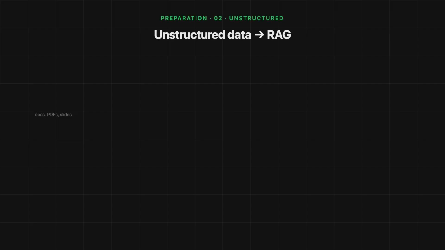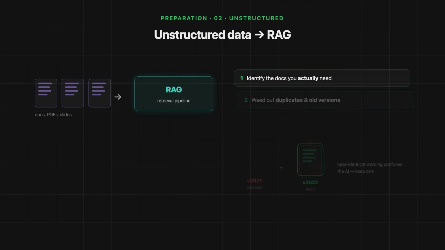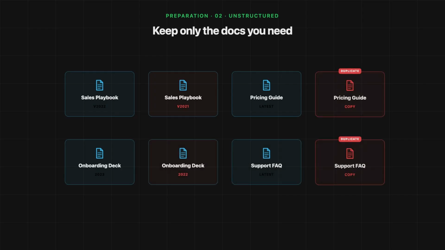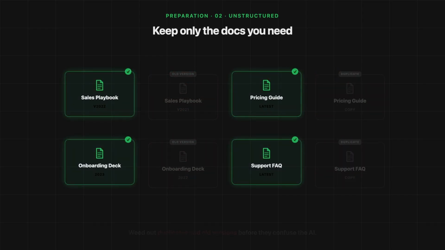Now this one's actually a bit straightforward. You may have heard of the term RAG, and this is the typical approach for looking at unstructured documents. But the biggest thing for unstructured data is just identifying what are the documents that you realistically need. See, you want to weed out duplicates, you want to weed out old versions, because the AI is going to get confused if it's a 2021 version versus a 2022 version with the exact same information in slightly different wording.